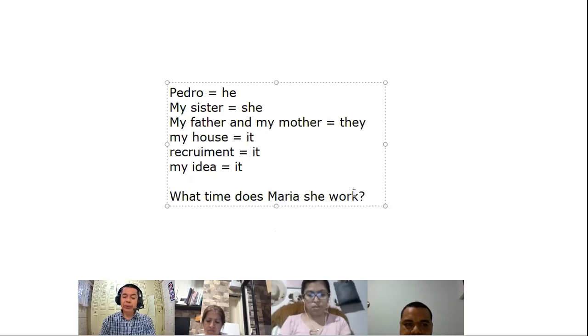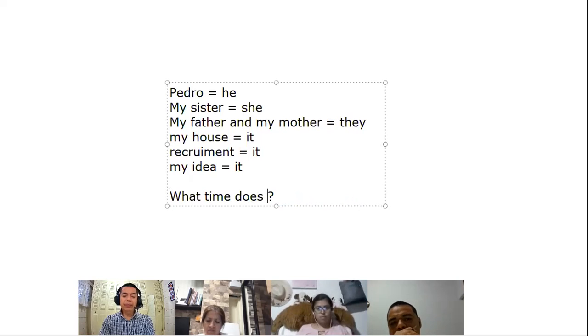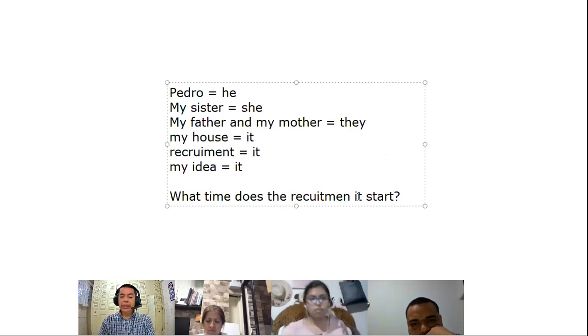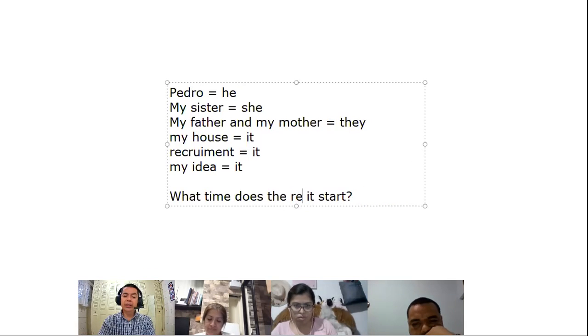Igual, si yo me refiero a recruitment, what time does the recruitment it start, right? Ok, aquí estoy usando dos. Mire, Raquelita. Bueno, ahí me faltó una tecla, recruitment. Ok, estamos usando un nombre y estamos usando un pronombre. Y el pronombre es la sustitución del nombre, ¿verdad? Entonces tenemos que usar uno solo. En este caso, como ya mencionaron recruitment, ya solo voy a usar it, ¿verdad? Solo it. Va, regresemos ahorita.